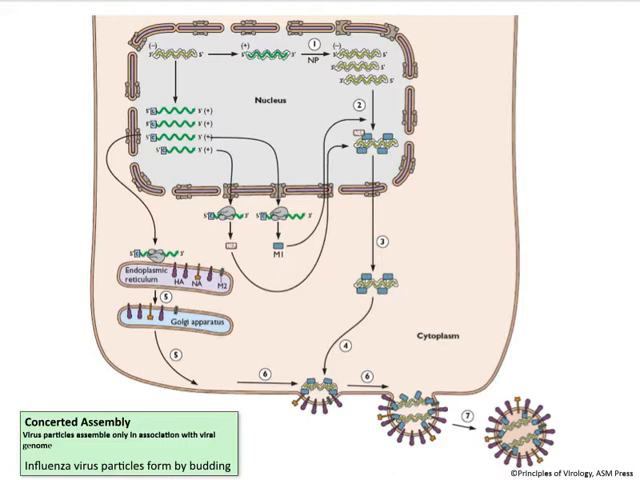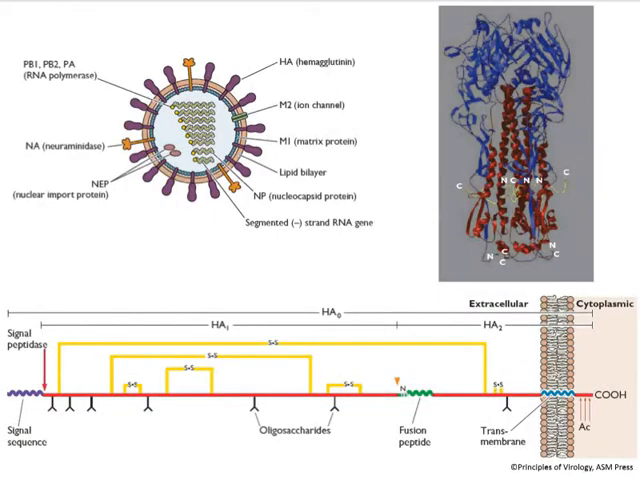So that's concerted assembly. You don't make the particle first and then put the genome in it. The particle, and in this case the membrane, interact to make the particle all at once. Okay, so that's the idea behind concerted assembly. We'll talk more about the budding process later on today. I just wanted to show you the hemagglutinin protein. We've talked a lot about its function in infection.